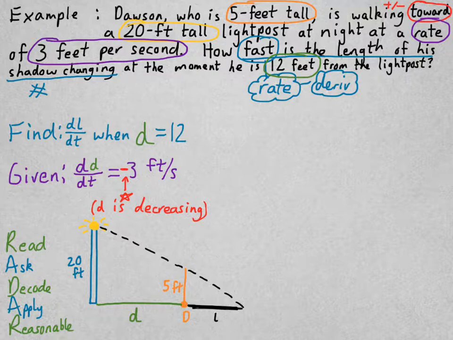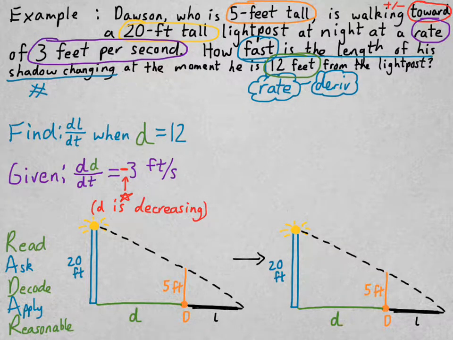We also know from doing previous problems that we want to have a snapshot picture as well. So let's draw that snapshot picture. I'm going to do a copy of this picture, but I'm going to replace the variables with the values that they actually are at that snapshot that I'm interested in. Okay, in this snapshot image, the distance that Dawson is from the light post is 12 feet, so I marked that in there.